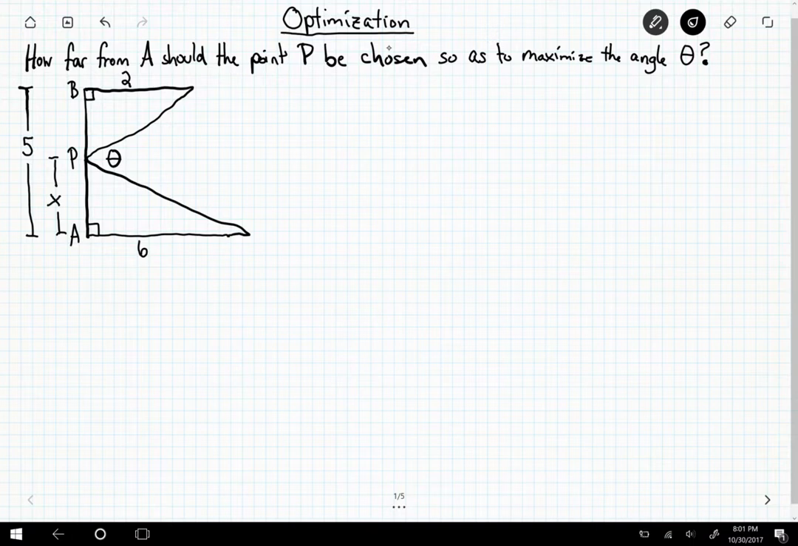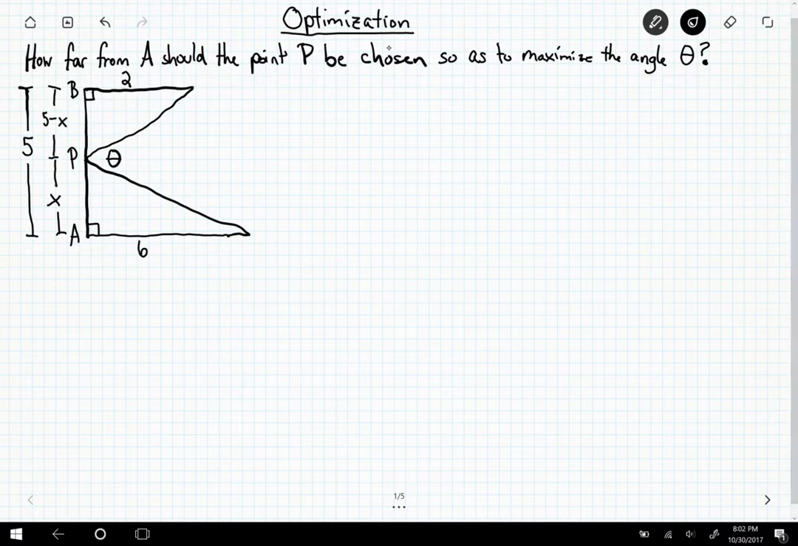And if that distance is x, remember this drawing is not necessarily to scale, what is the distance from P to B? If the distance from A to P is x and the total distance is 5, we just subtract: 5 minus x has to be that distance.